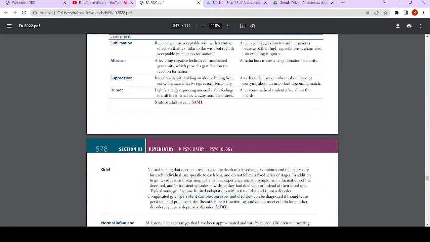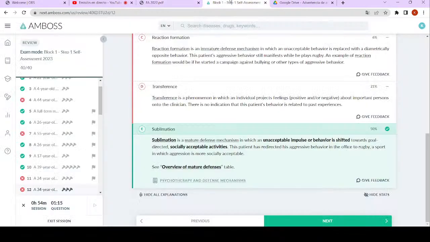And mature adults wear a sash. Sublimation, as I told you, most commonly in sports. Suppression: not worrying. Altruism: helping people or donating to charity. Humor: a nervous medical student makes jokes about the boards. So that's it.